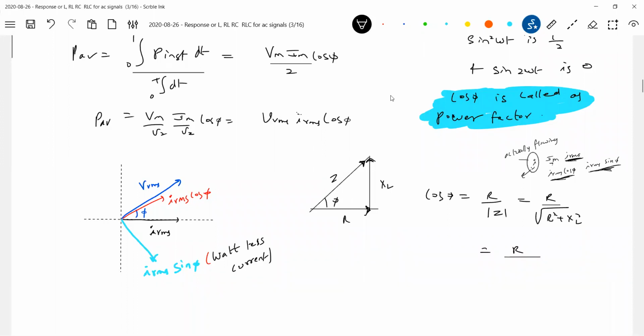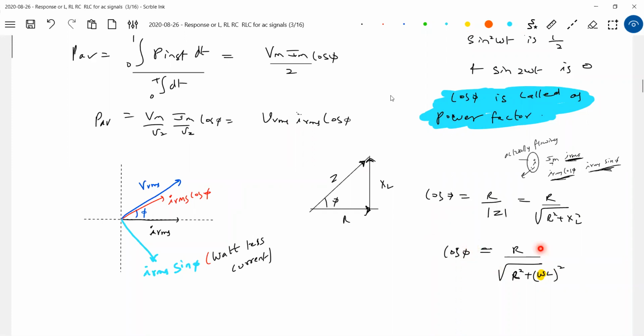Or further it is root of R square plus omega L whole square. Now, can I control power dissipation in the circuit? By varying omega. R and L are fixed here because I don't want to disturb them. Varying R and L is a very difficult thing; varying omega is very easy. I'll just put a knob. So by varying omega, I can control cos phi. By varying cos phi, I can control average power. So the power dissipation can be controlled by varying the frequency of the source. This is a major theme of this circuit.